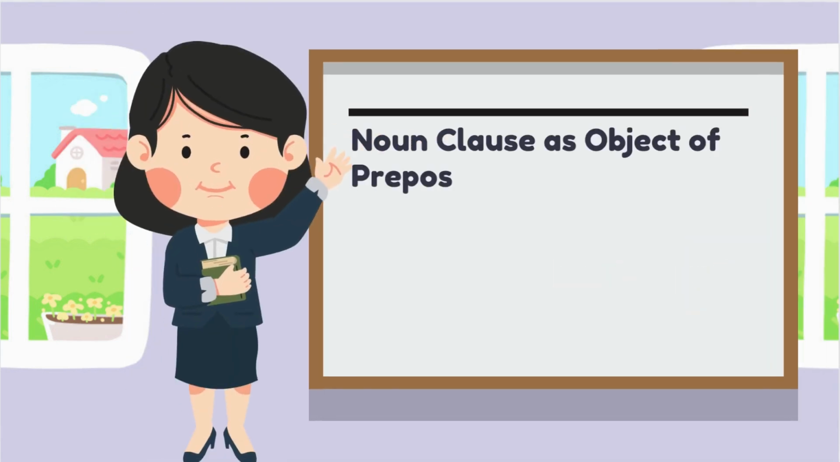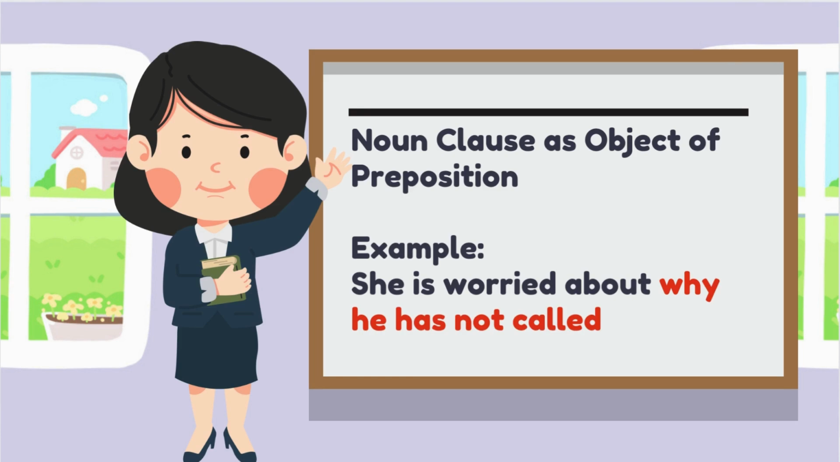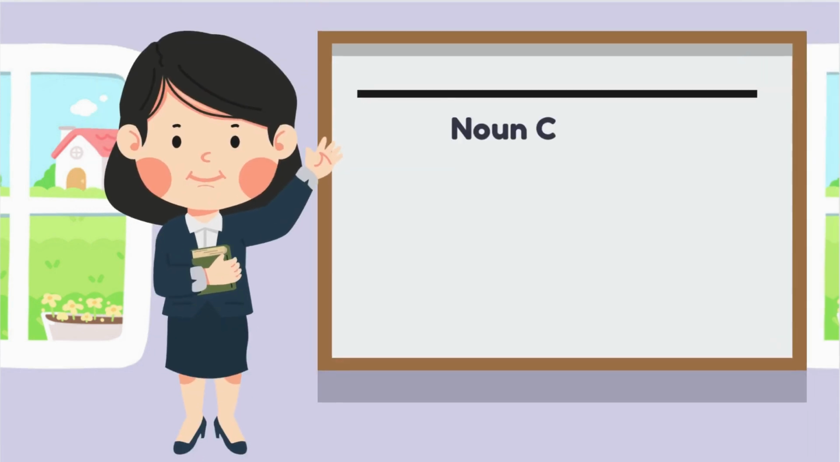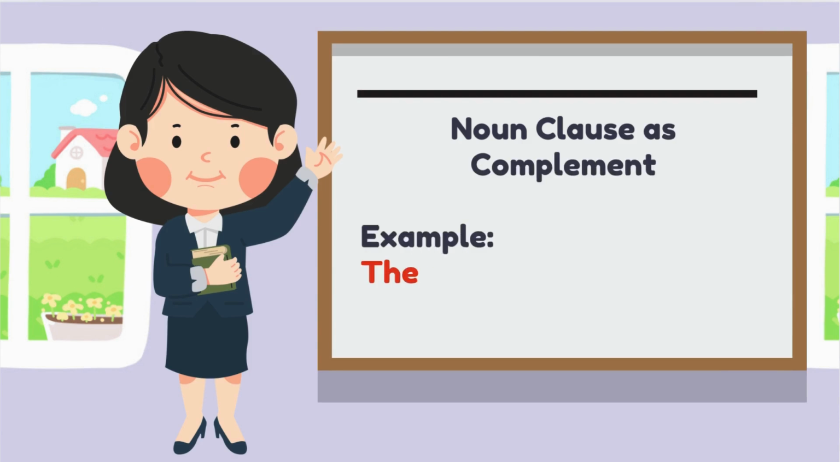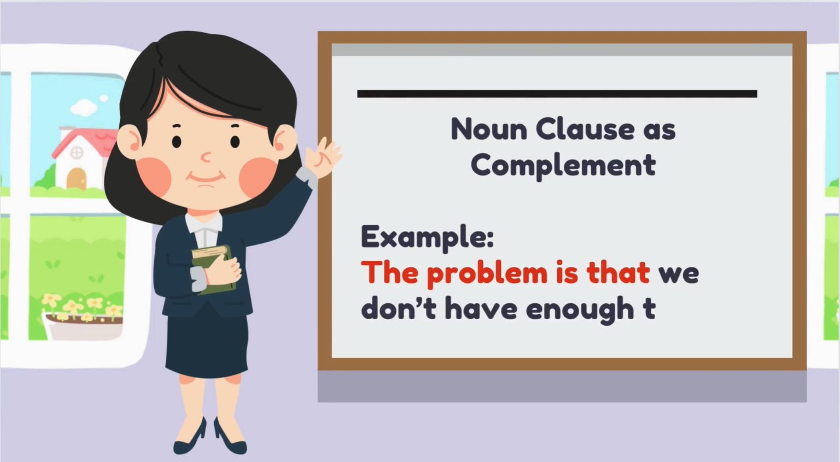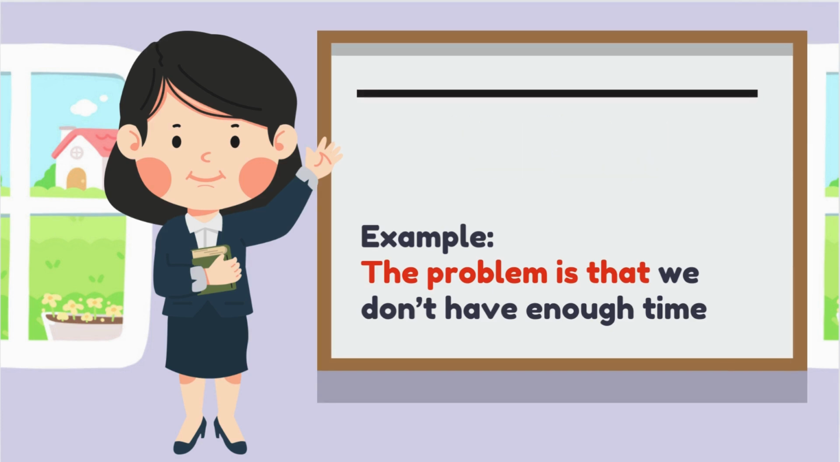And third, noun clause as object of preposition. For example, she is worried about why he has not called. Why he has not called is object of preposition of noun clause. And the last is noun clause as complement. For example, the problem is that we don't have enough time. That we don't have enough time is complement of noun clause.